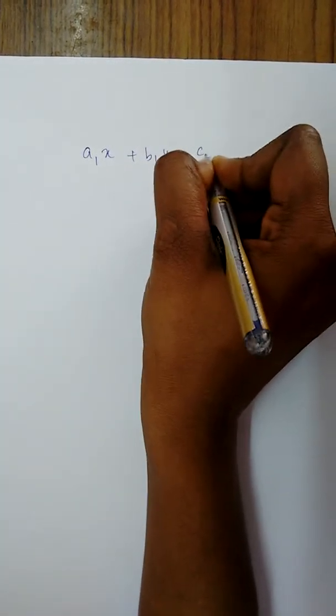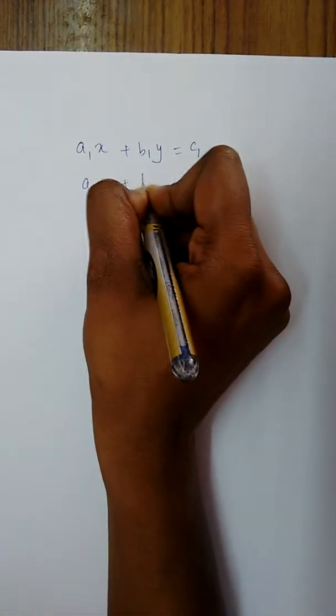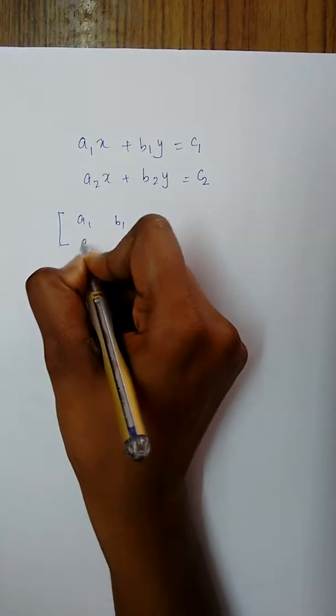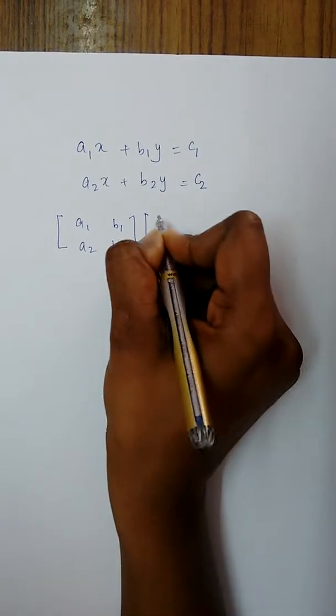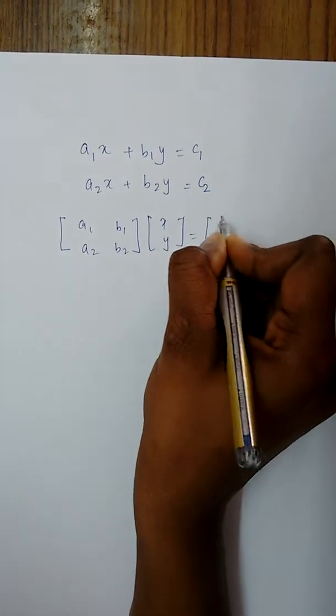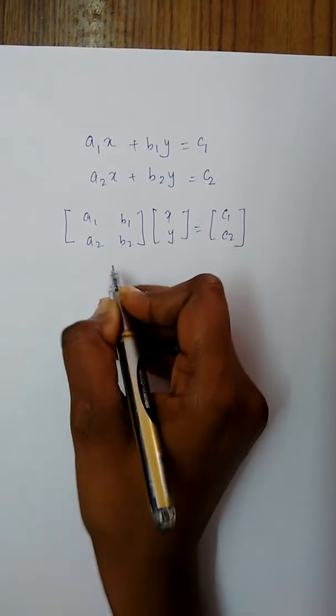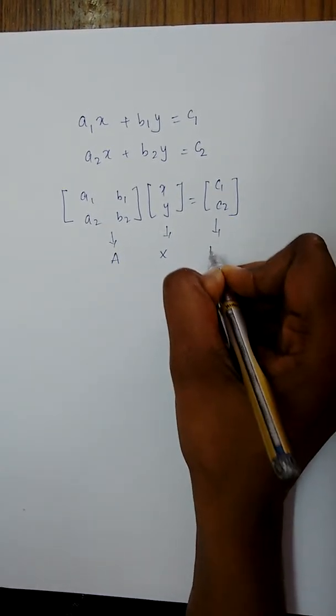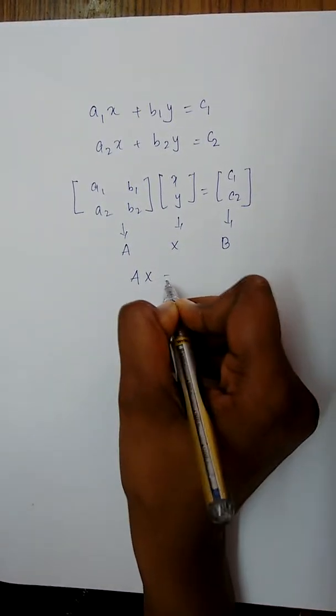Today we are going to discuss how we can solve a given set of equations using matrices and determinants. Let's assume we are given a set of equations: a1x plus b1y is equal to c1 and a2x plus b2y is equal to c2. Using matrices, this set of equations can be written as [a1 b1; a2 b2] times [x; y] is equal to [c1; c2]. If we assume the first matrix to be A, this as X and this as B, this can be written as AX equals B.